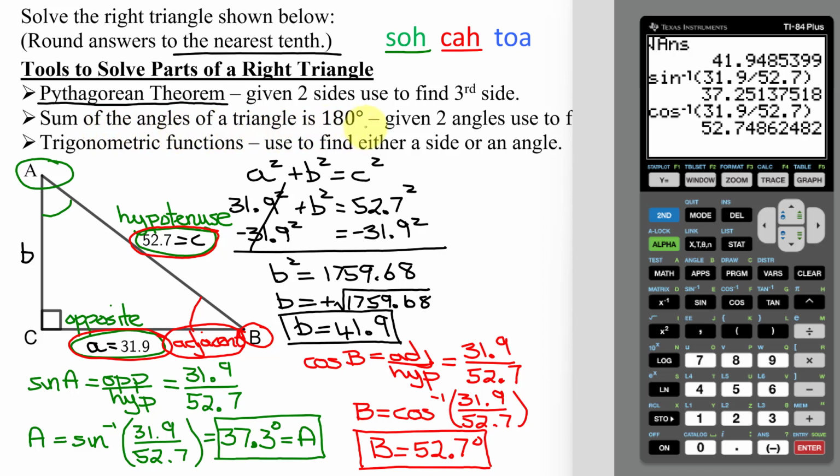So now I've solved this right triangle, and the last thing I can use is the sum of the angles is 180 degrees to check my answer. So I'm going to add up the 3 angles in this triangle. I have 37.3 plus 52.7 plus 90. Does it equal 180? Yes. That's a good indication that these two answers here are correct.